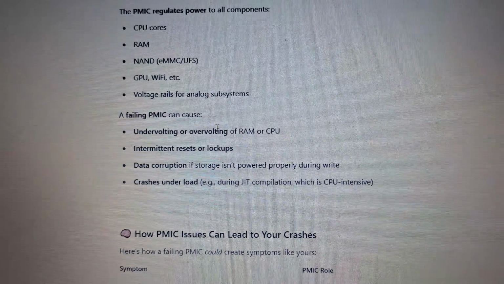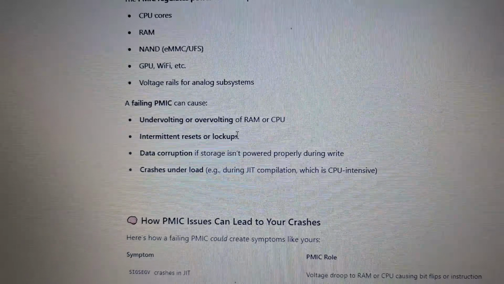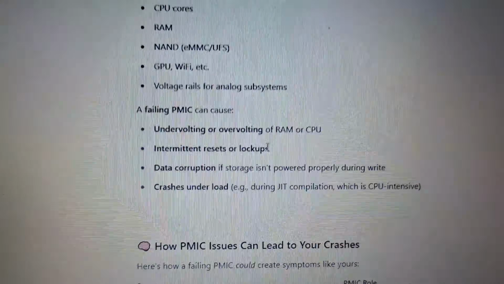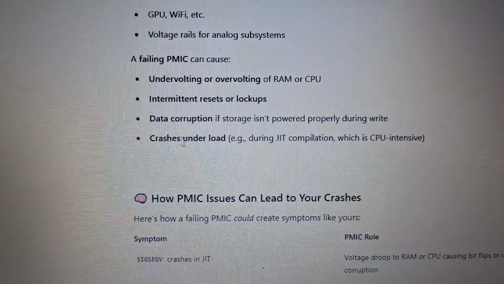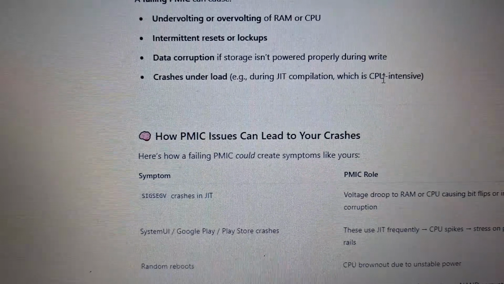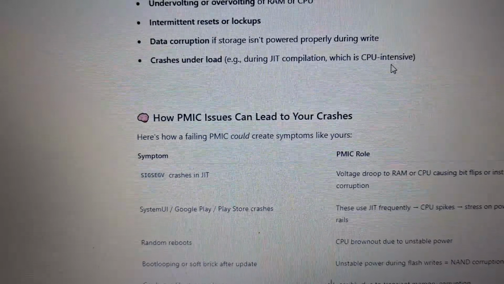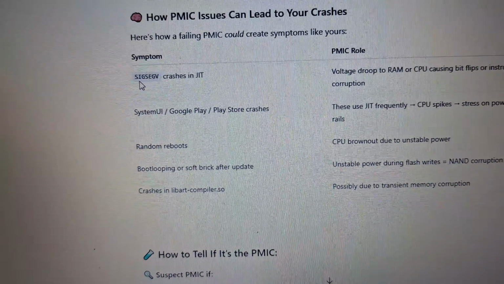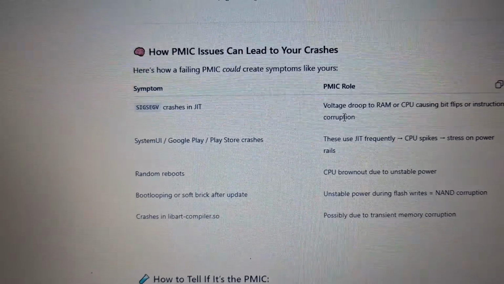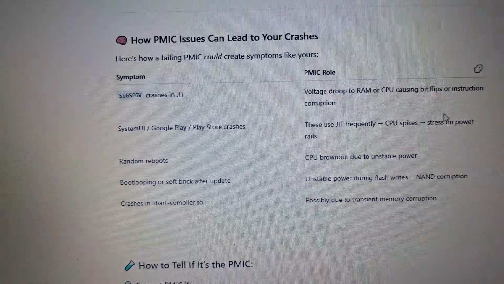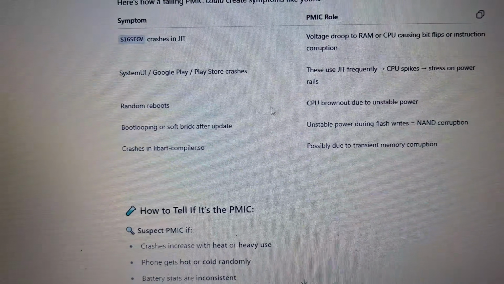So yeah, if they're undervolting the RAM or CPU, intermittent resets or lockups, that's the case with the system UI. Data corruption. Yep, the data has got corrupted lately. Crashes under load during JDT compilation. So yeah, JDT regressions, voltage drop to RAM, instruction corruption. CPU spikes. Random reboots, that's happened.